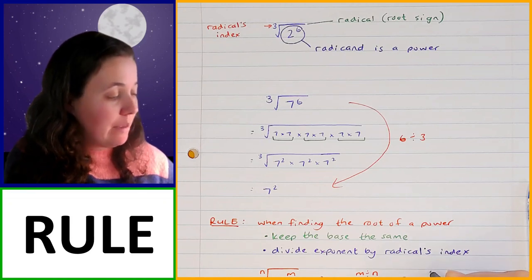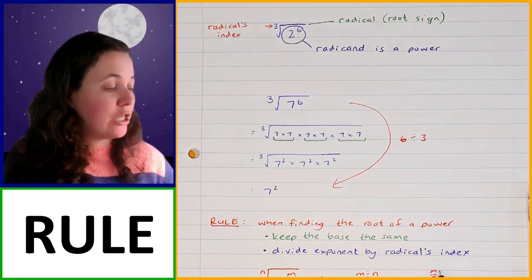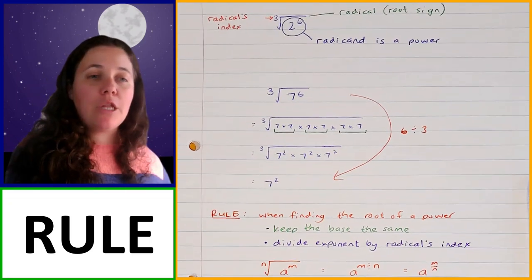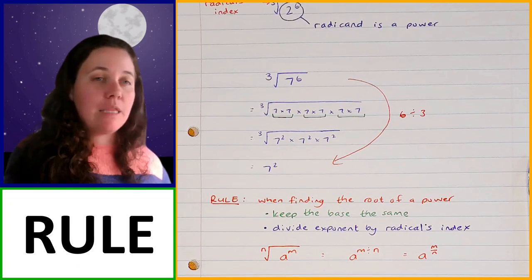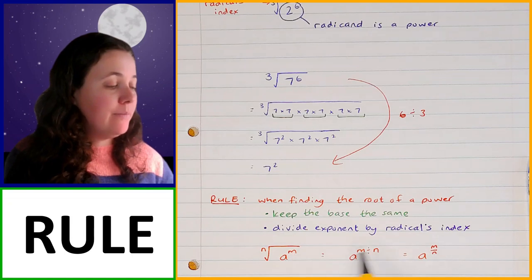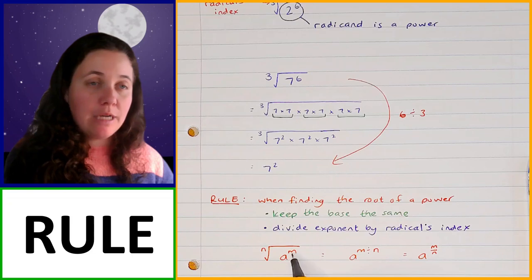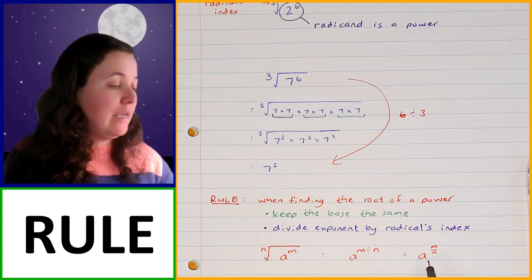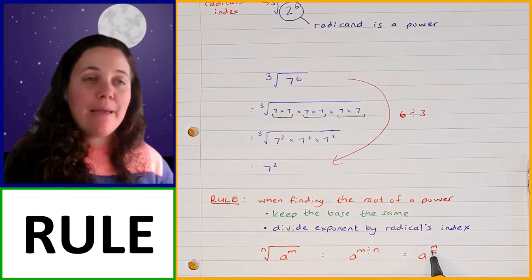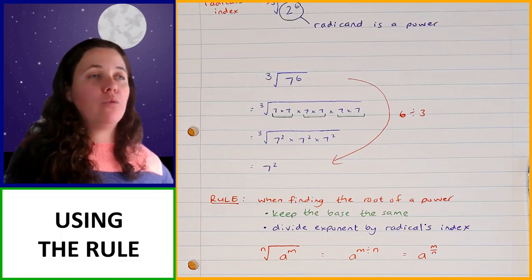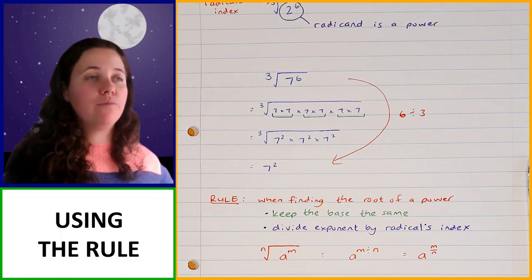This can also be written like this: a to the power of m over n, because remember, a fraction is the same as division, okay? So that's just another way of writing it. Sorry, you can't see that. Okay, there we go. So here we've got the nth root of a to the power of m. The a stays the same. I take my exponent, whatever that exponent is, and I divide it by the radical's index. So I have m divided by n, and that is the same as a to the power of m over n.